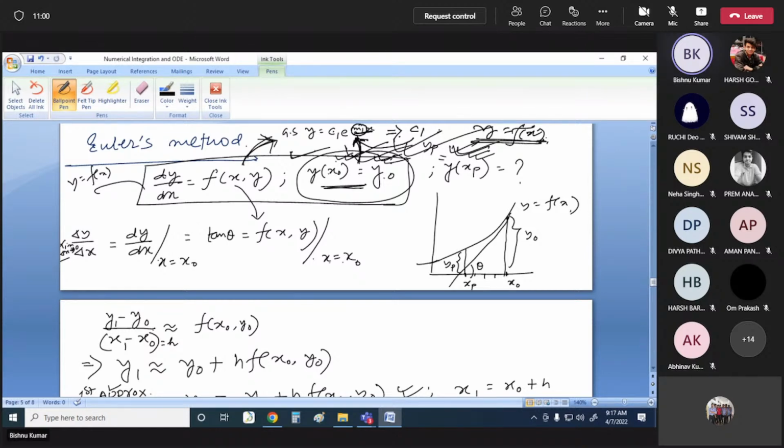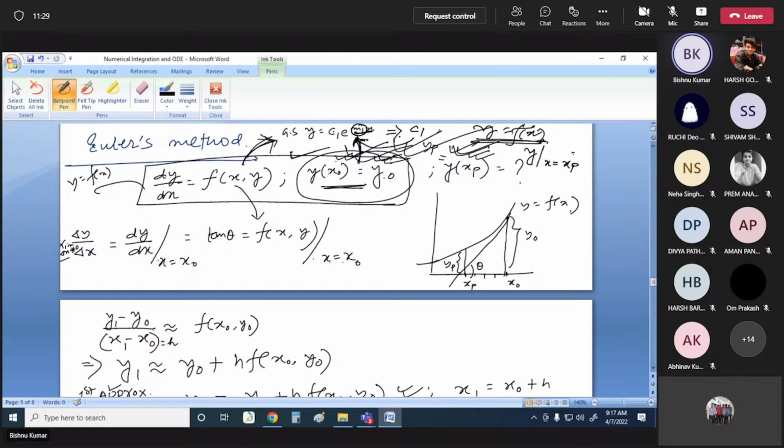In that particular solution, suppose anybody asks you to calculate the value of y at x equals xp. Can you calculate that? If the function is known, then obviously in that function you just put x equals xp and you will get y. Is it clear? Yes. That same process we are going to discuss here.